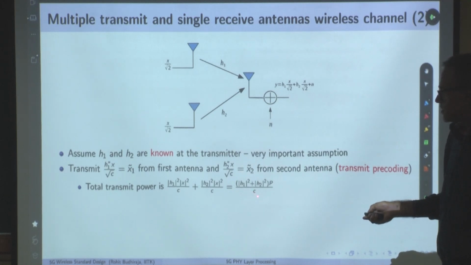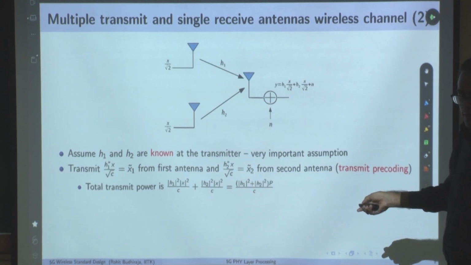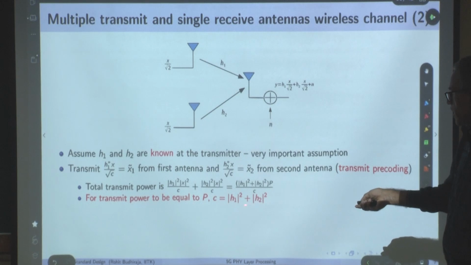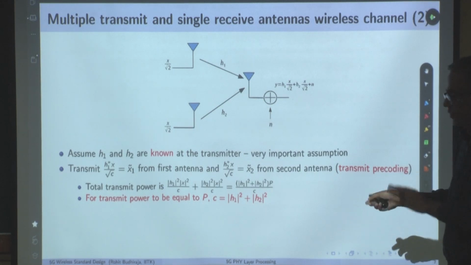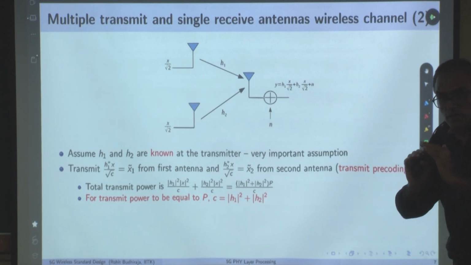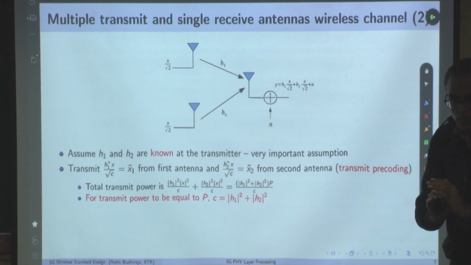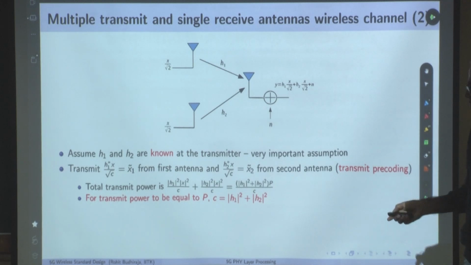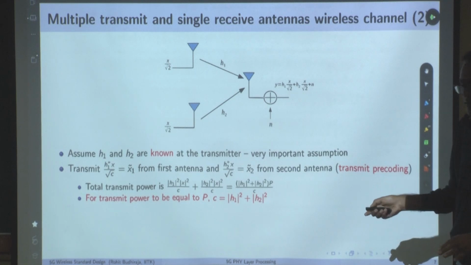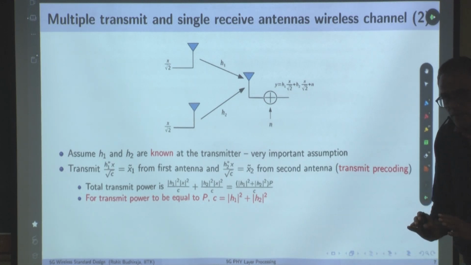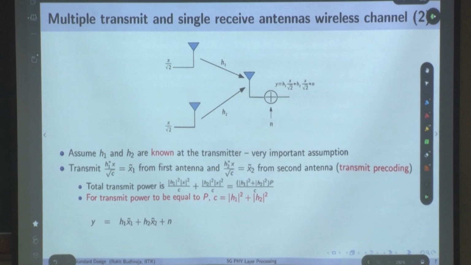What will you set c as? c should be equal to h1 square plus h2 square, so that the transmit power does not get increased or reduced. That is why this c. So, I am making sure that transmit power is always p by setting this c accordingly. Very simple example. So, what happens after that?